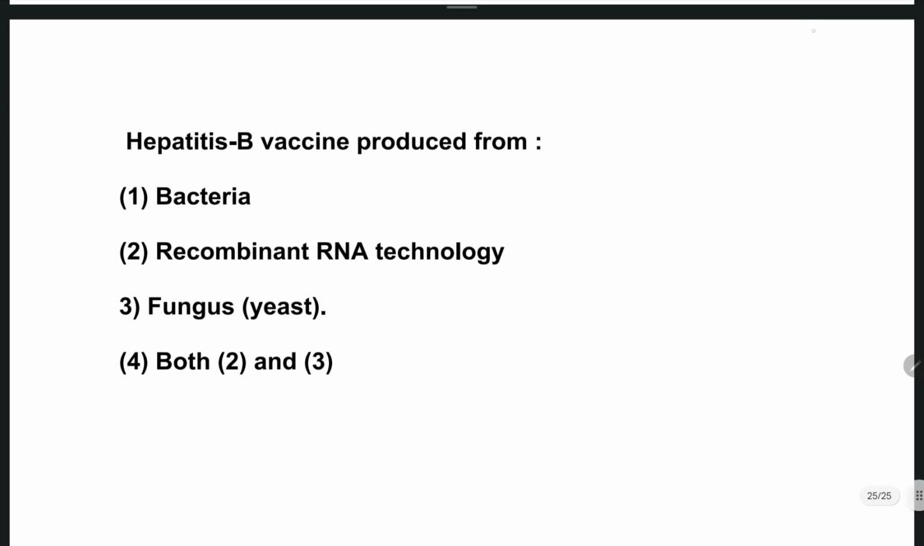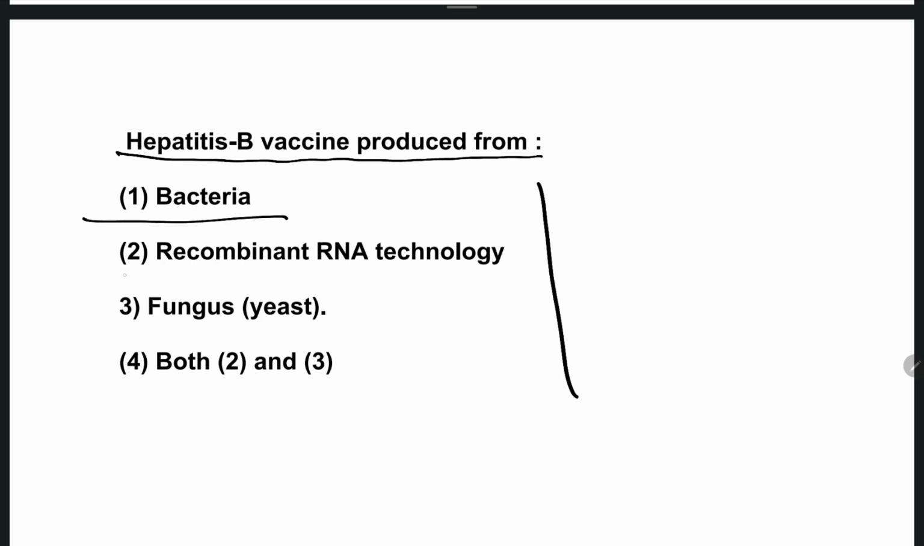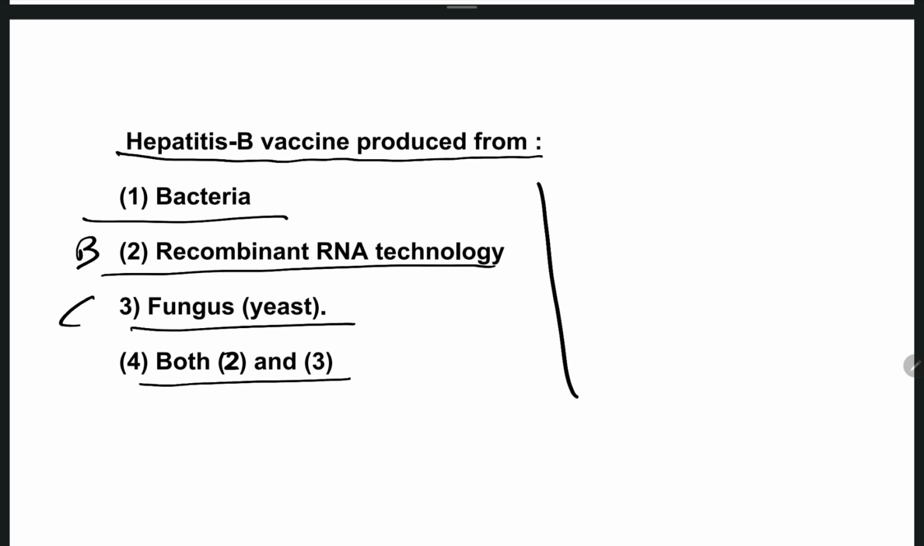The last question is, the hepatitis B vaccine is produced from. Okay, so the hepatitis B vaccine is produced by which of the following options? Options are bacteria, recombinant DNA technology, fungus, both 2 and 3, that is B and C. So which one is the right answer?